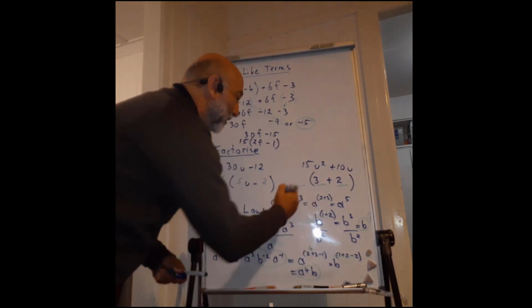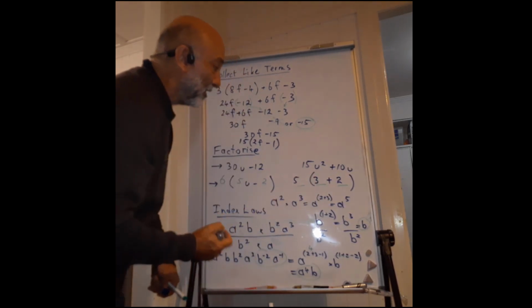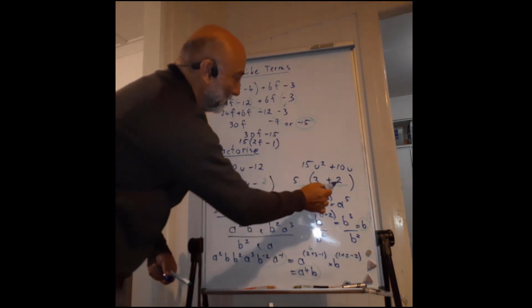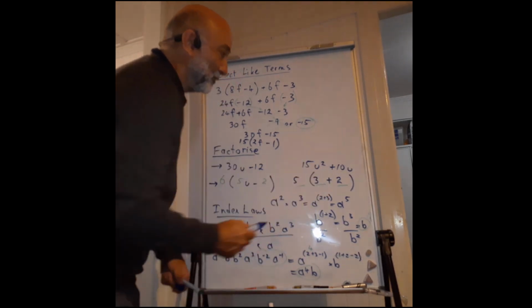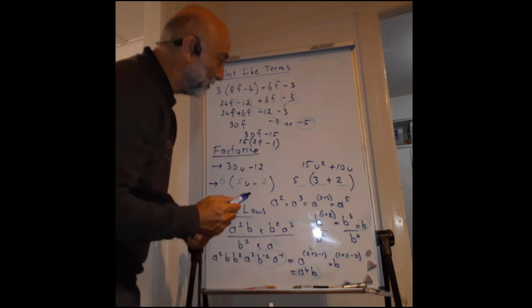What number did we bring out? It was 5. Let's check our maths. 5 times 3 is 15, 5 times 2 is 10, and the plus sign is preserved. So that's okay. So that takes care of the numbers.